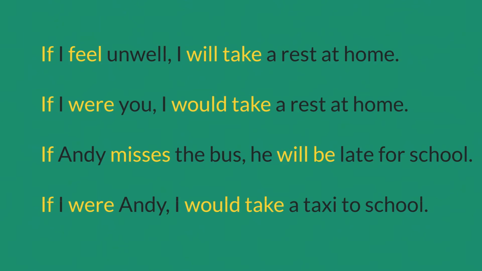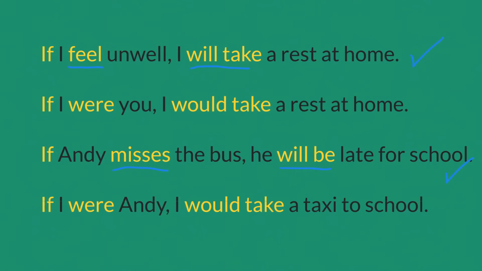Can you tell which two sentences are talking about possible results or possible future? That's right. It's the first sentence and the third one. Here we see we use the simple present tense for the condition and the future tense will to talk about the possible results.